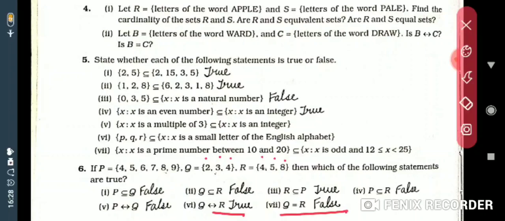Next, Q equals R. Equal denotes that the elements should also be equal. Just see, Q is having 2, 3, 4 and R is having 4, 5, 8. Elements are not equal, so they are not equal. If Q is having 2, 3, 4, then R should also have 2, 3, 4. Then only it should be equal. Otherwise it won't be equal.